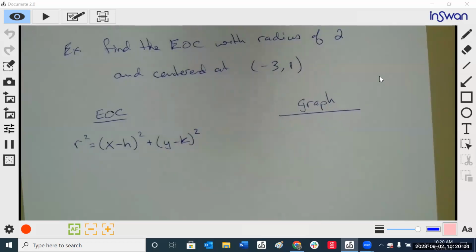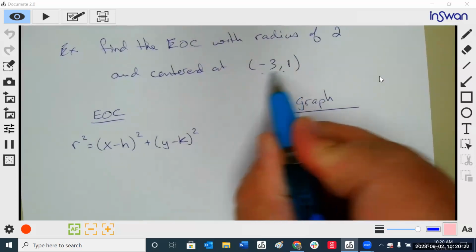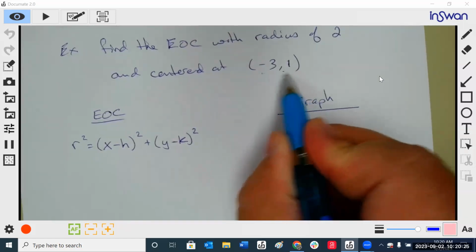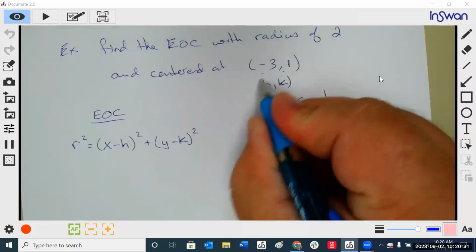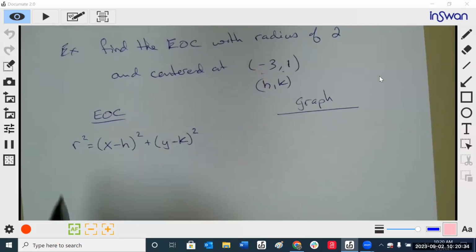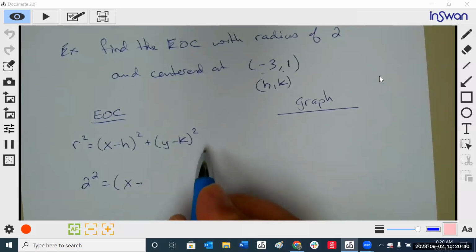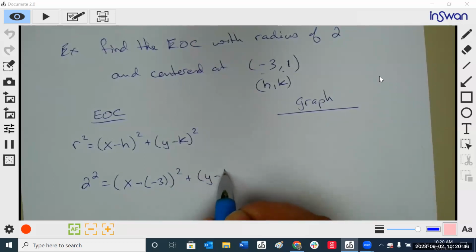So there's the formula we'll be using. And all you have to do is literally just plug the numbers in their current locations and you're done. This is center. So what are these locations? What do I label these as? H and K, because that represents the center. The radius was 2. H was -3. And K was 1.